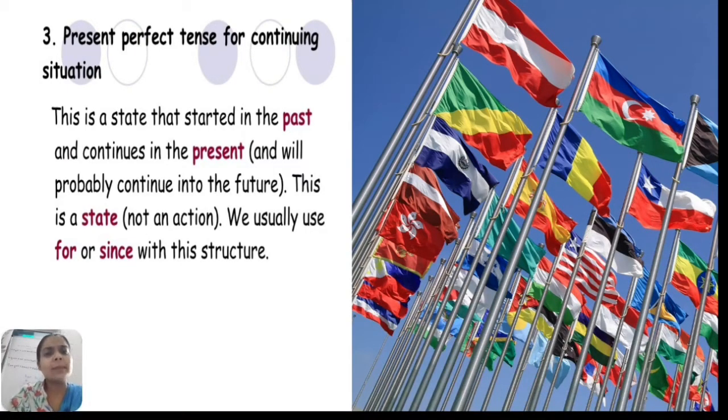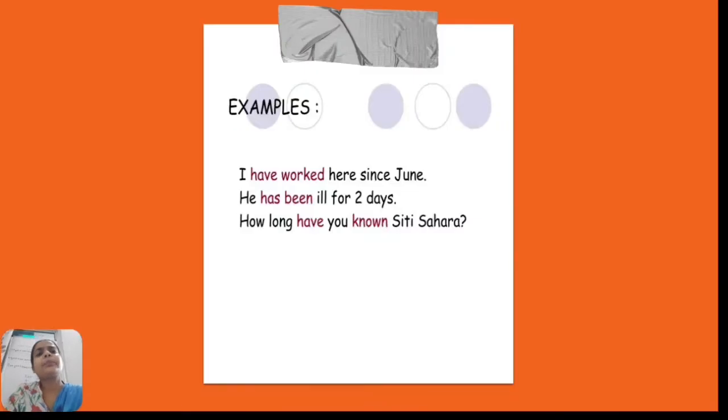Let's see the example. It will be clear to you. I have worked here since June. It means you have already started the action in the past, you are doing it in the present, and it might be that you will continue there in the future also.